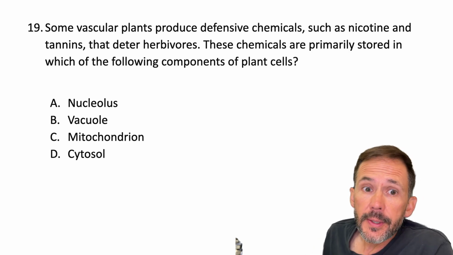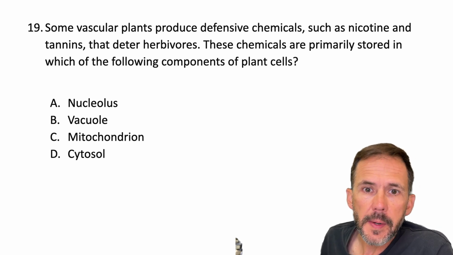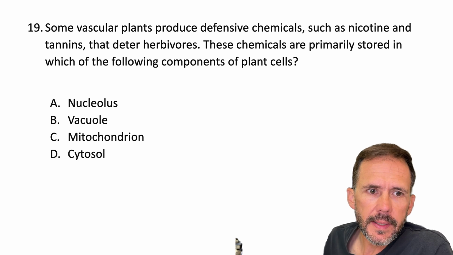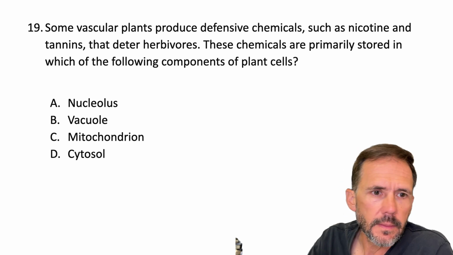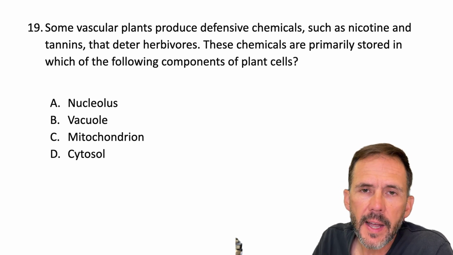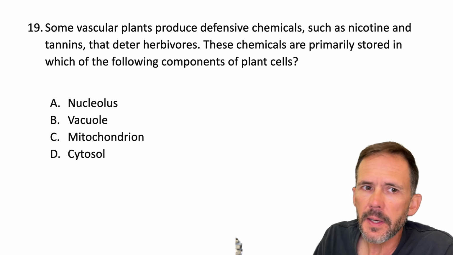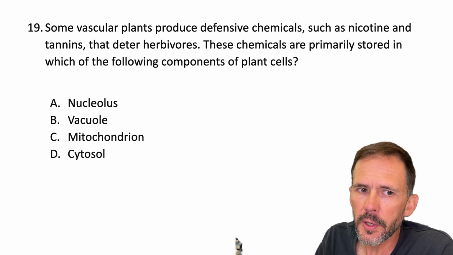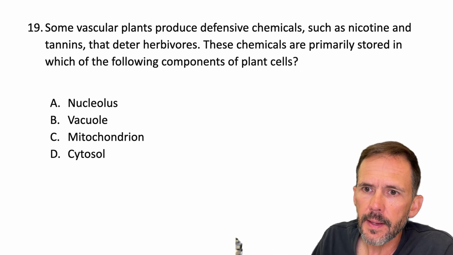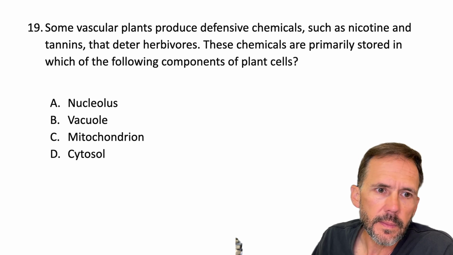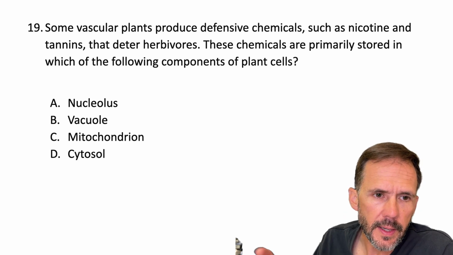Some vascular plants produce defensive chemicals such as nicotine and tannins that deter herbivores. These chemicals are primarily stored in which of the following compartments of plant cells? The correct response here is the vacuoles, right? These are the organelle structures that are present in plant cells that you don't see in animal cells. They can act as storage vessels, as well as help to osmoregulate, so they help to balance the movement of fluids and electrolytes within the cell.